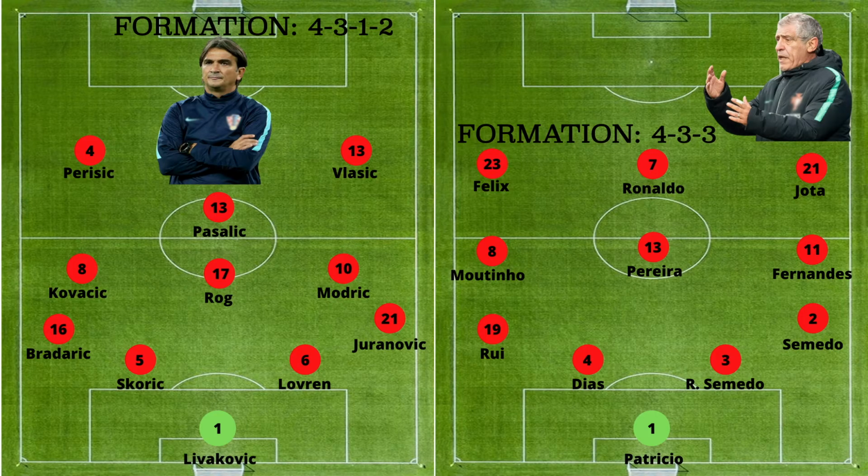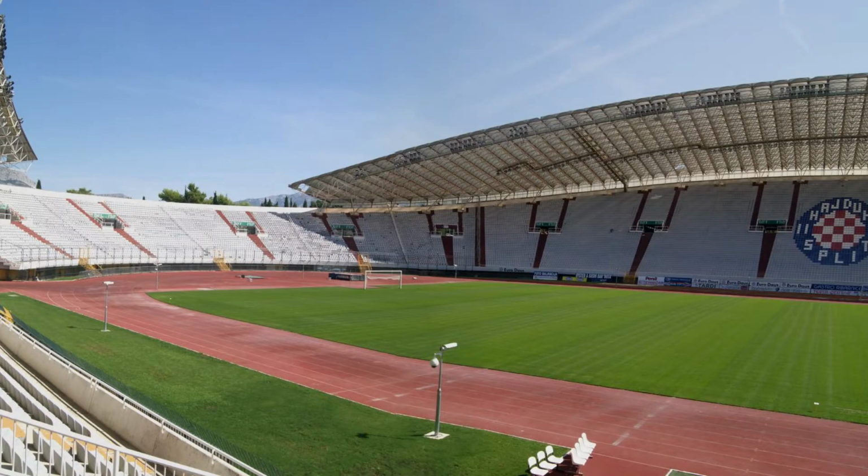Let's start with the formation both teams used in this match. Portugal went with a simple 4-3-3 system, whereas Croatia decided to go with a 4-3-1-2 system. Now, let's take a look at the key players of the match.